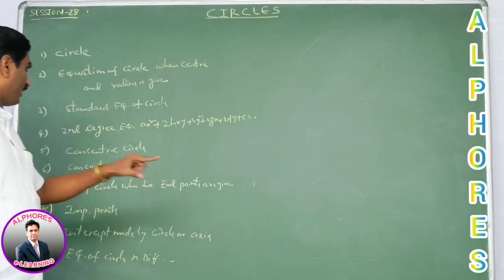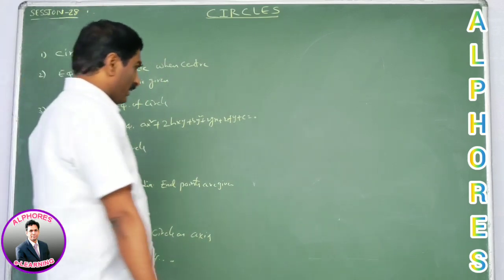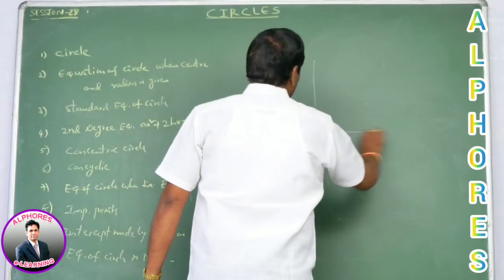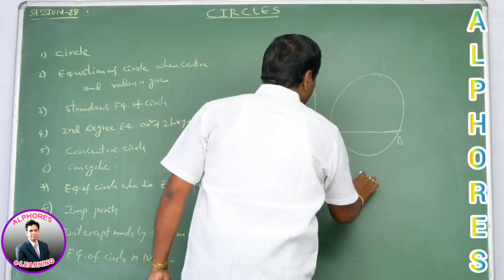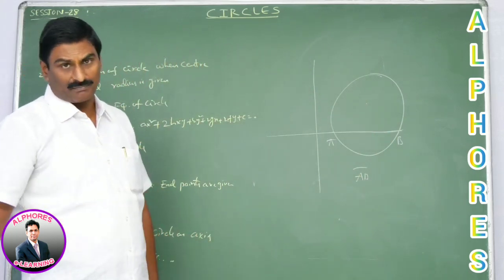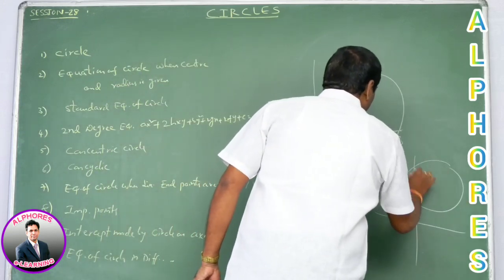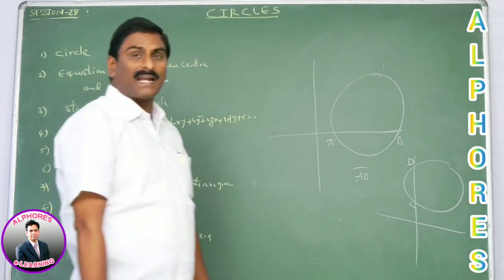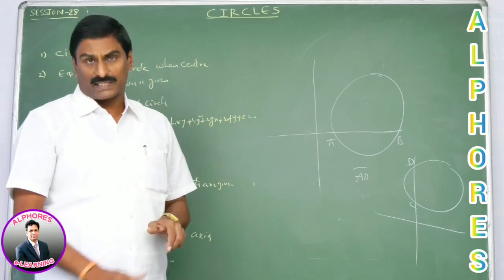Intercept made by a circle on an axis. If the circle cuts the x-axis at A, B, then the distance between these two points, AB, is said to be the length of the intercept made by the circle on the x-axis. Suppose the circle cuts the y-axis at C, D, then the distance between the points C and D, that means CD, is said to be the intercept made by the circle on the y-axis.